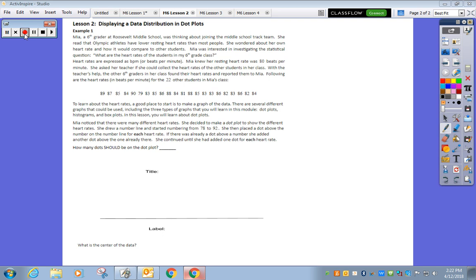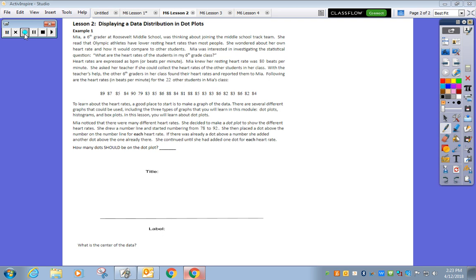Heart rates are expressed as BPM, or beats per minute. Mia knew her resting heart rate was 80 beats per minute. She asked her teacher if she could collect the heart rates of the other students in her class. With the teacher's help, the other 6th graders in her class found their heart rates and reported them to Mia. Following are the heart rates in beats per minute for the 22 other students in Mia's class.